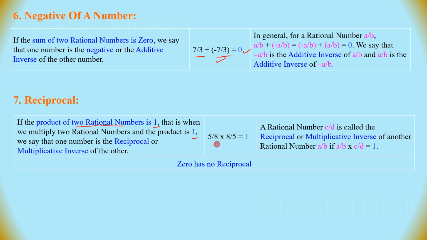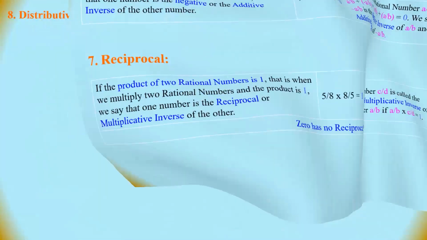Here, the reciprocal of the rational number 5 by 8 is 8 by 5, and when we multiply both, we get the product 1. A rational number C by D is called the reciprocal or multiplicative inverse of another rational number A by B if A by B into C by D is equal to 1. 0 has no reciprocal. Next is distributive property.